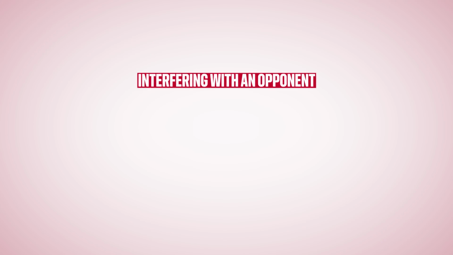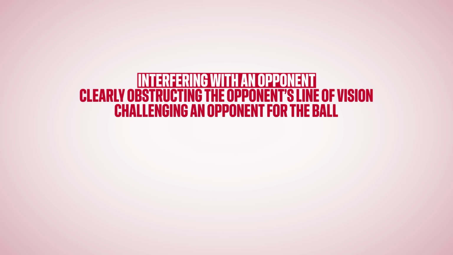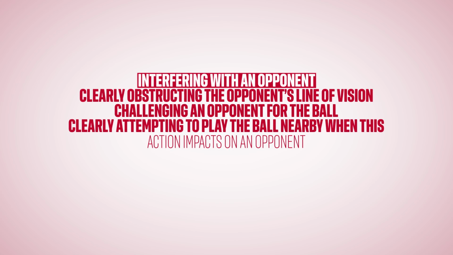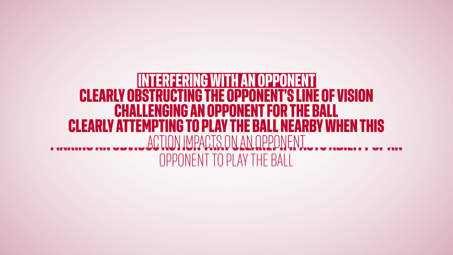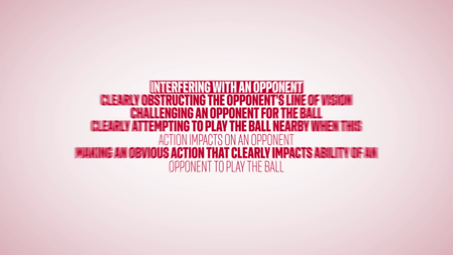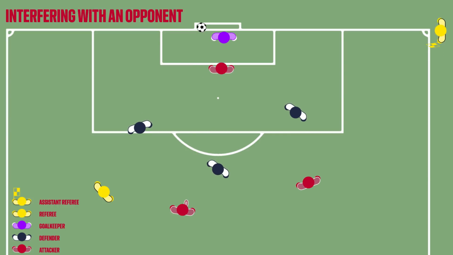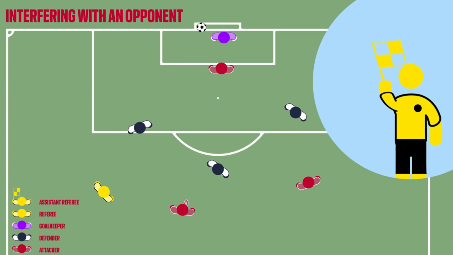Interfering with an opponent refers to the actions taken by the player in an offside position that interfere with the opponent's ability to play the ball by clearly obstructing the opponent's line of vision, or challenging an opponent for the ball, or clearly attempting to play the ball nearby when this action impacts on an opponent, or making an obvious action that clearly impacts the ability of an opponent to play the ball. In this animation, the attacker clearly obstructs the goalkeeper's line of vision, and thus the goalkeeper's ability to play the ball. The attacker must be penalized for an offside offense.